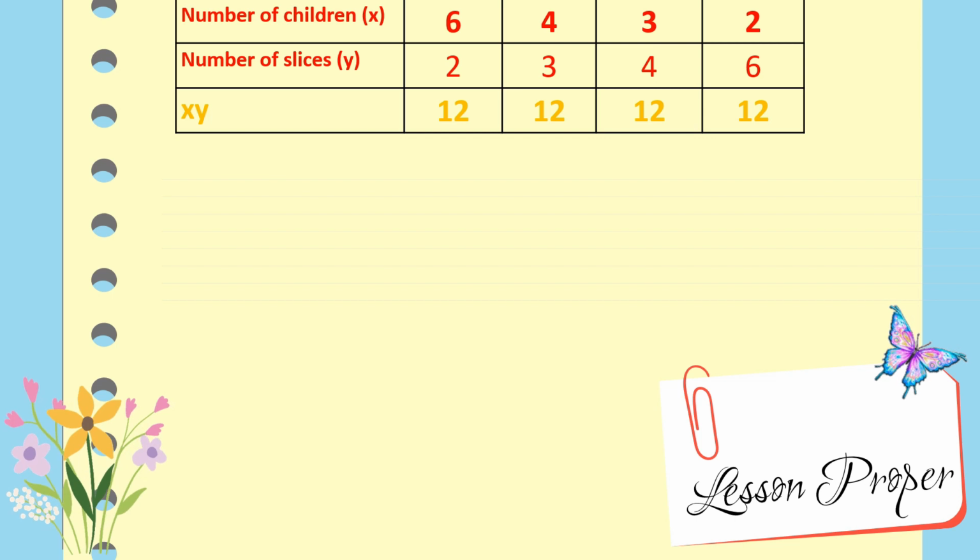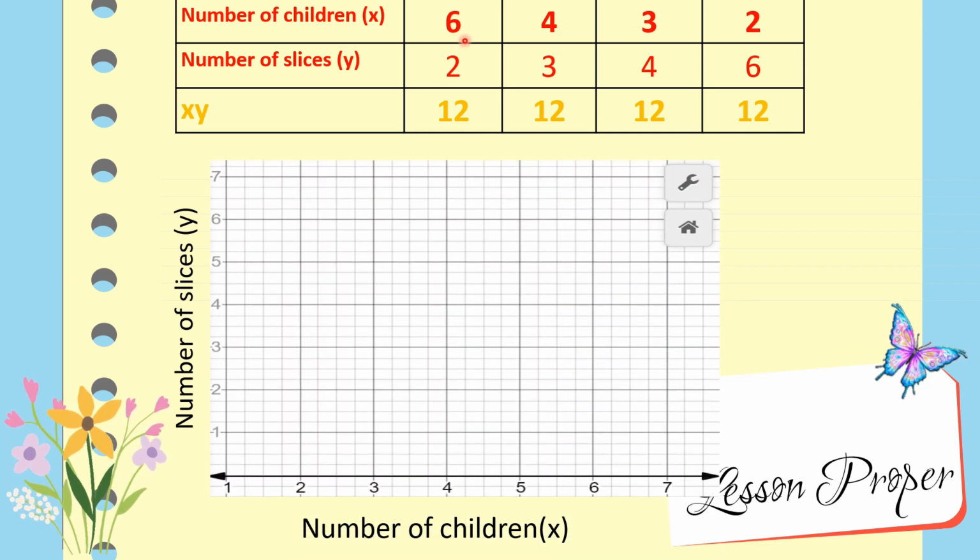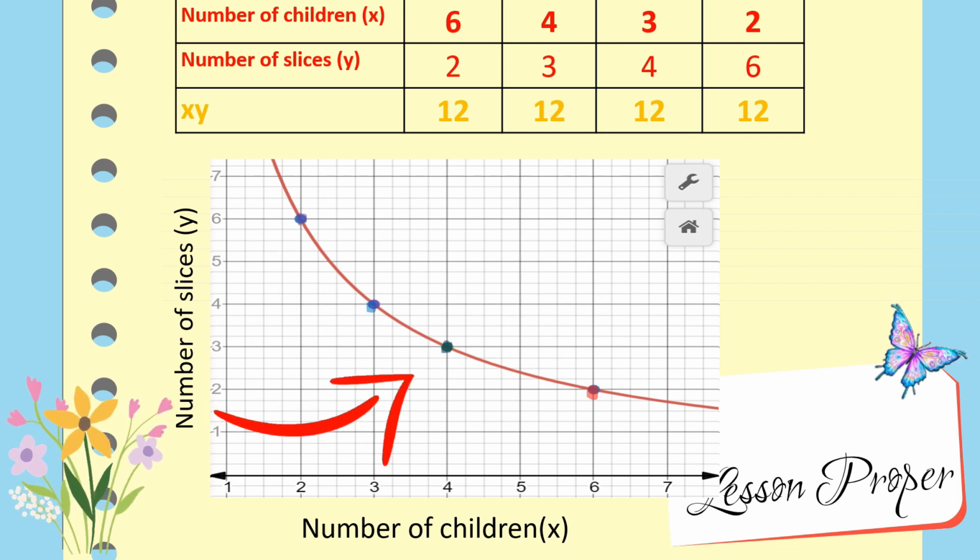Now, let's present this example in terms of a graph. Let the number of slices be y and the number of children be x. If x is 6, then y is 2, so we have 6 for x and 2 for y. Next, if x is 4, then y is 3. If x is 3, then y is 4. And when x is 2, then y is 6. If we connect the points, we get the graph of an inverse variation.